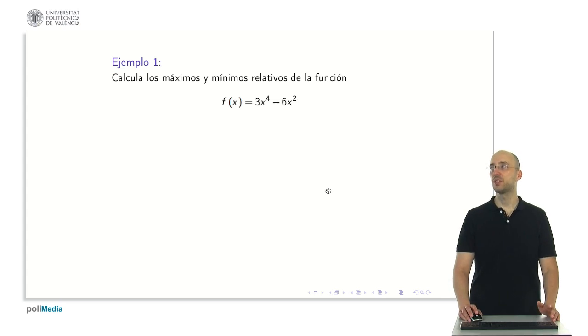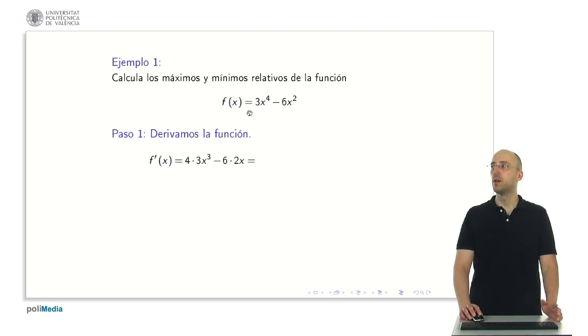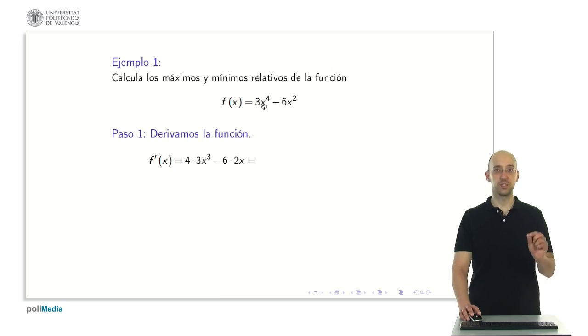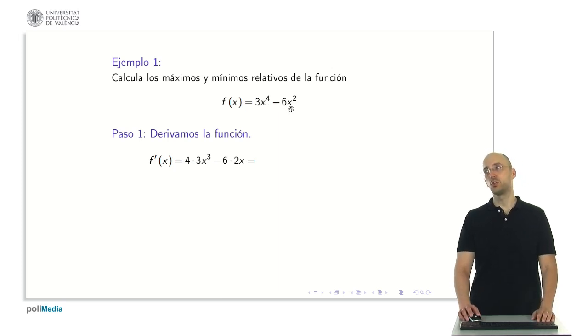We're going to determine relative maxima and minima for the function 3x to the power of 4 minus 6x squared. We'll start by finding the derivative of the function. When we differentiate a polynomial, we simply decrease the exponent by 1 and multiply by the original coefficient. So for the first part, the derivative is 12x cubed. For the second part, which is minus 6x squared, we follow the same process. The exponent reduces by 1, and when we multiply by minus 6, we get minus 12x. Once we simplify, we have 12x cubed minus 12x.